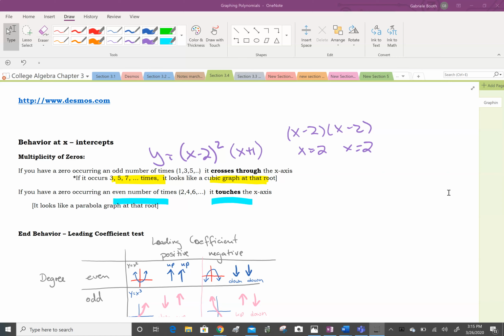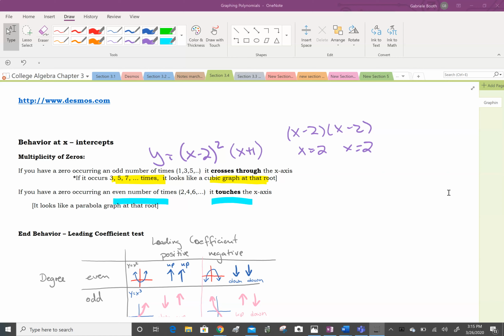At first I want to look at multiplicity of zeros. Let's take a look at this example, x minus 2 squared times x plus 1. This is already in factored form, and if we want to find the zeros, or where the graph crosses the x-axis, we set each factor equal to 0. Now what does x minus 2 squared represent? That means x minus 2 times x minus 2. If we set each of these factors equal to 0, we get 2. We get the same number twice, so instead of writing x equals 2 and x equals 2, we use multiplicities.